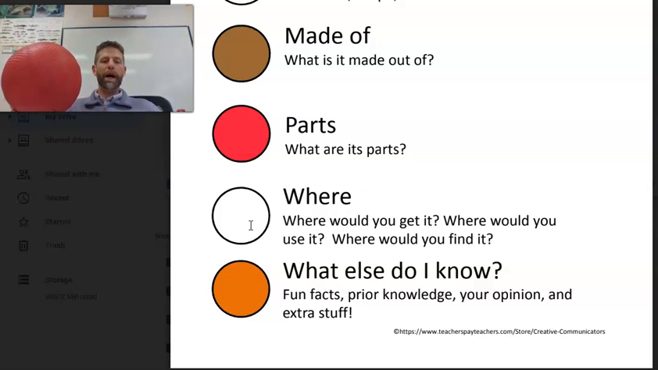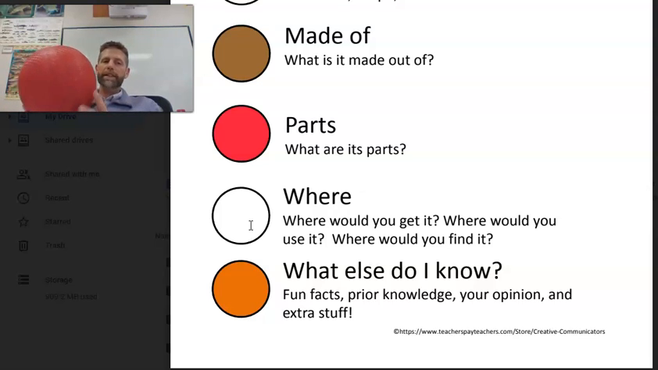What else do you know about it? Well, they kind of hurt when they get hit by them. They don't bounce real well when they're flat, right? Those are some things that we know about them. What else do we know about them? Very good. They're fun to play with. Those are all different things that we think of when we're thinking about a kickball, right?